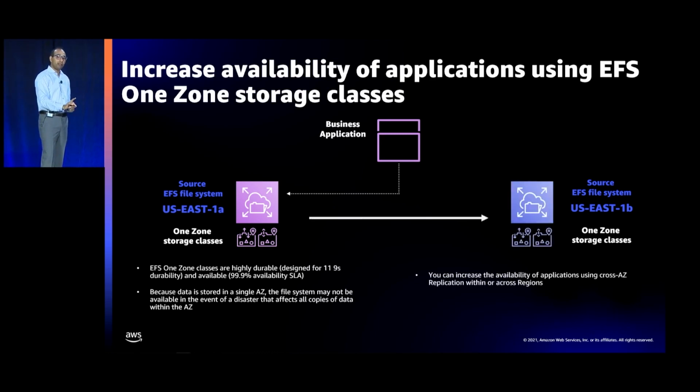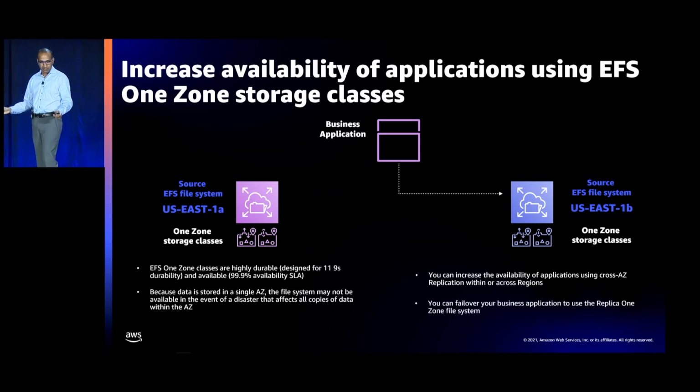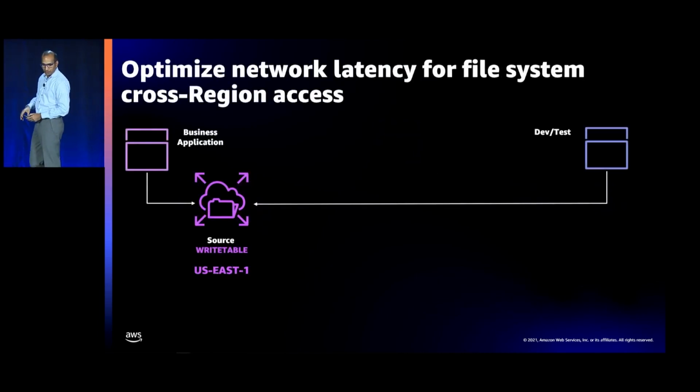So you can increase the availability of your applications that are using one-zone storage classes using cross-AZ replication. For example, you can replicate your one-zone file system from AZ-A to AZ-B within US East 1. So what happens? In the event of a disaster, you can maintain your business continuity by failing your business application over to use the replica file system in AZ-B. And subsequently, you have now increased the availability of your business critical application and still are able to use EFS one-zone file systems. I've got one more customer use case that I would love to share.